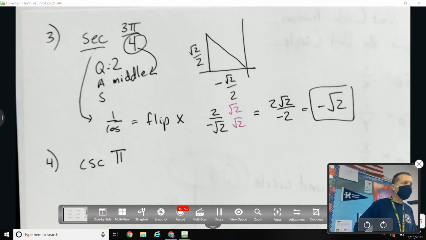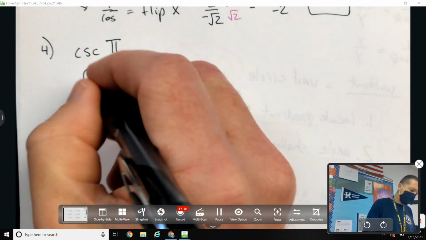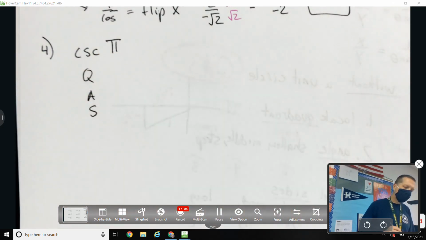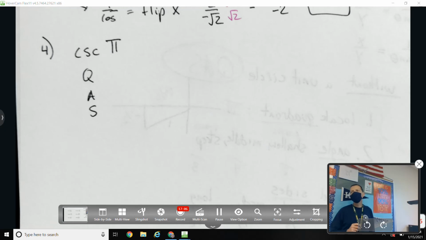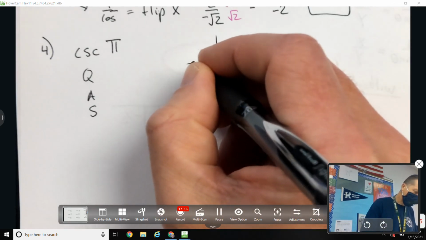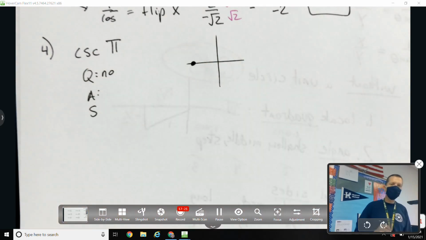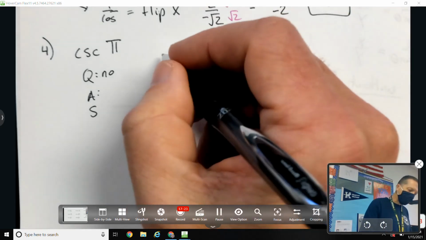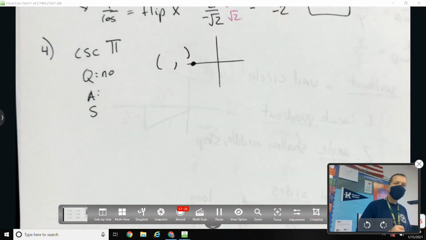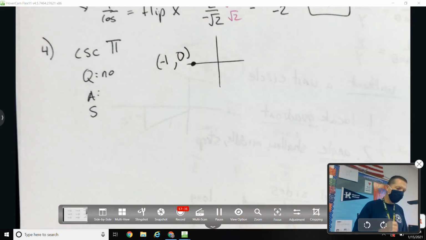Let's do one more. Cosecant of pi. Cosecant of pi. What quadrant's that in? Yeah, good answer. It's not in a quadrant. It's like on the line. So let's still do a little sketch. It's over here. So quadrant, no. Angle, well, not really. But we can label the point there. What point is that at if we go to the left? Negative 1, 0.